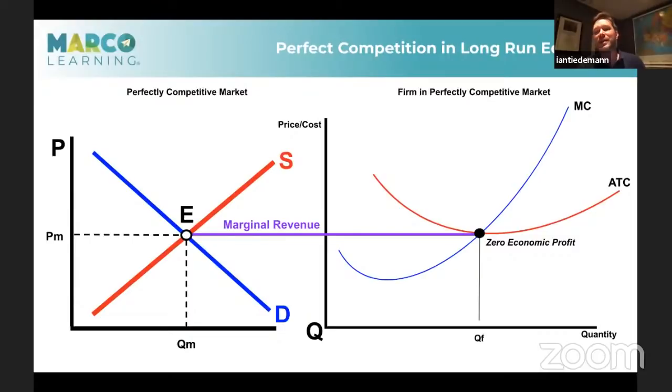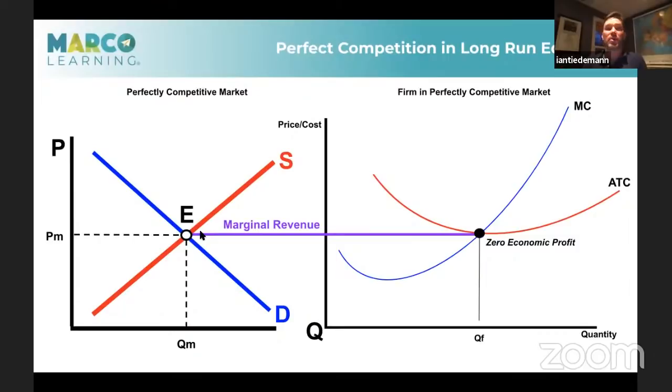MR equals MC, and it is equal to price. So my first question of the golden rule, MR equals MC, but does it equal price? Yes, in a perfectly competitive market, the price in the market determines the price for each individual firm. Those firms are price takers.